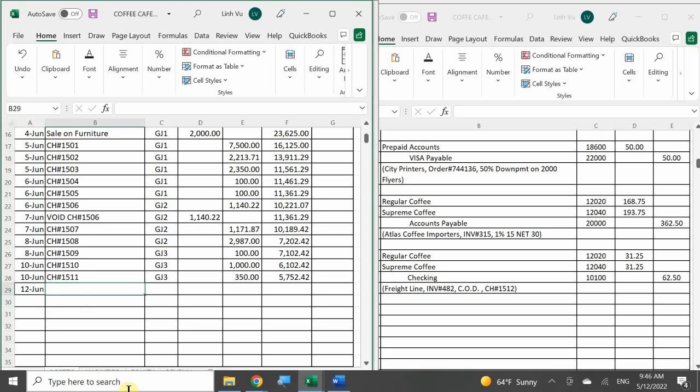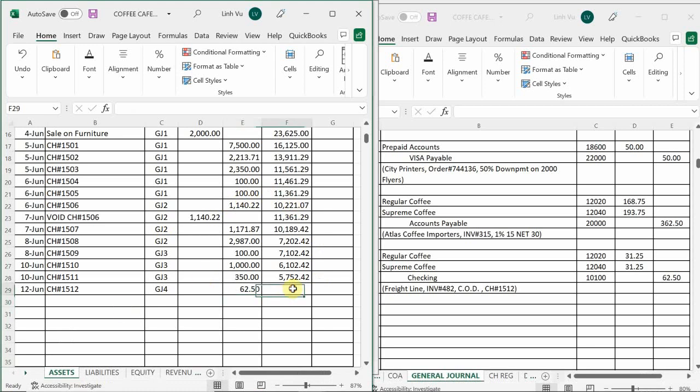Okay, so again, I used check number 1512. Right, I'm on the fourth journal, which I decreased my account by $62.50. So therefore, that means my account balance dropped to $5,689.32. So again, not looking too good, right? I'm dropping really low in my bank account, but that's part of doing business.